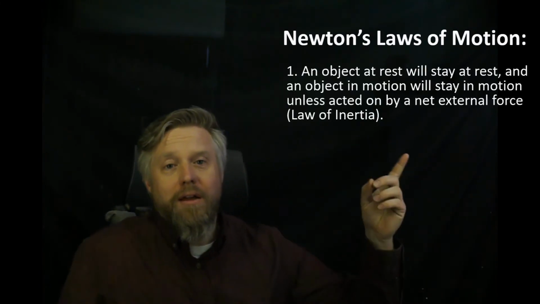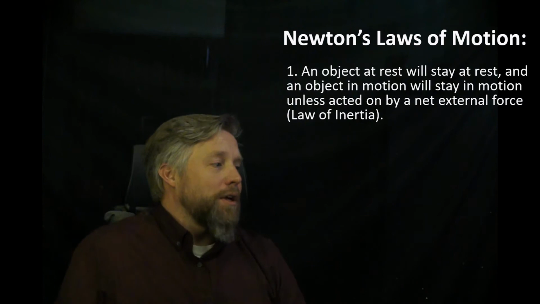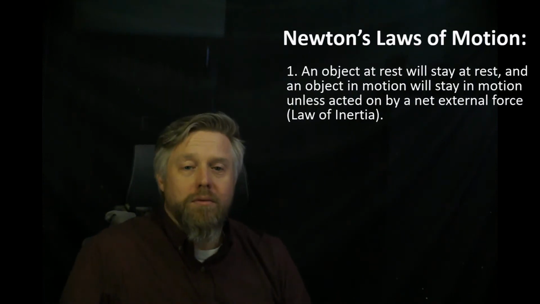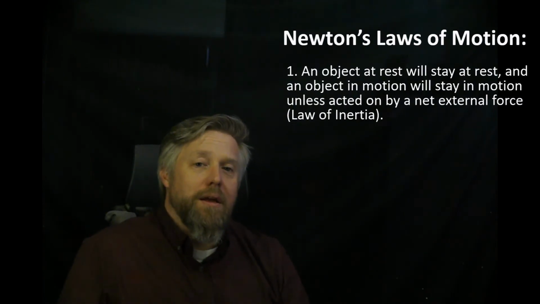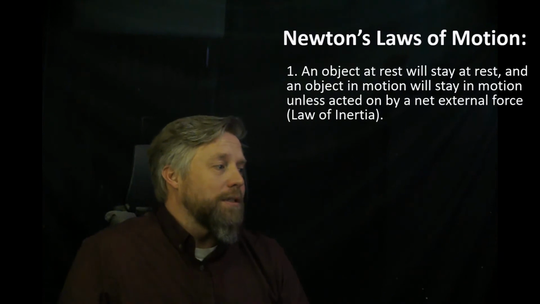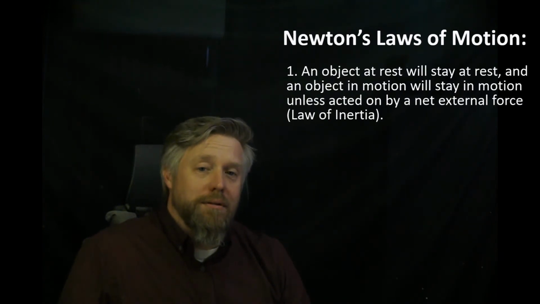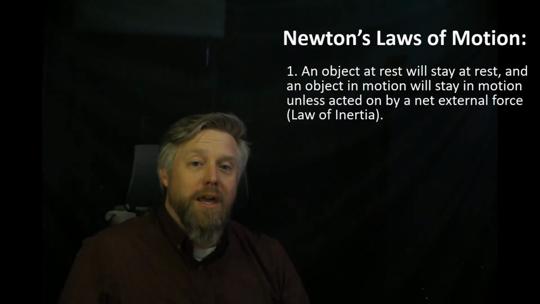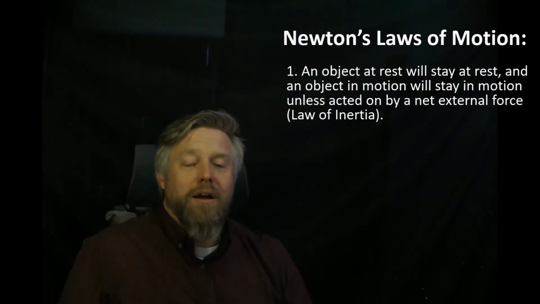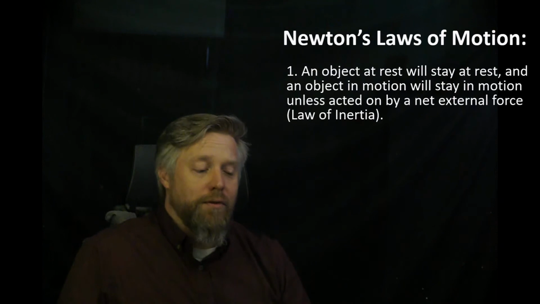The first law is that an object at rest will stay at rest, and an object in motion will stay in motion unless acted on by an outside force, or here it says a net external force. That's often called the law of inertia, and we know that objects are going to stay going at constant velocity unless they're acted upon by a force.